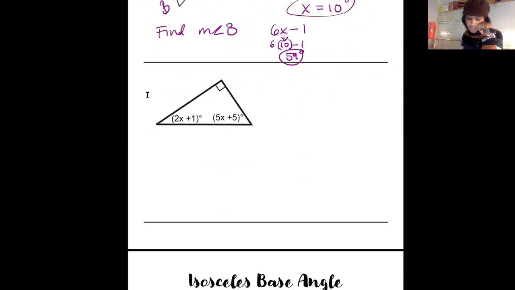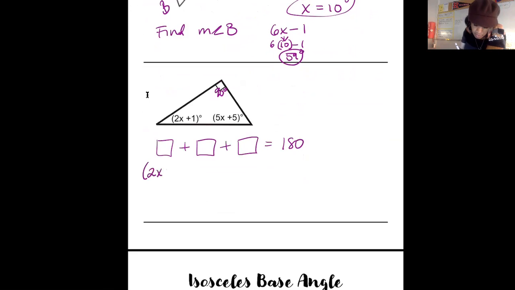Last one. Again, we see we have a right triangle because the right angle is labeled. Our right angle is 90 degrees. So I'm not going to draw the vertices this time because I kind of have my idea down. My idea is that one angle plus another angle plus another angle equals 180 degrees. 3 angles in the triangle, right? The first one is going to be 2x plus 1, plus the second angle, I'm going to use 5x plus 5. And the third angle, I'm going to use the 90. And that should all equal 180.